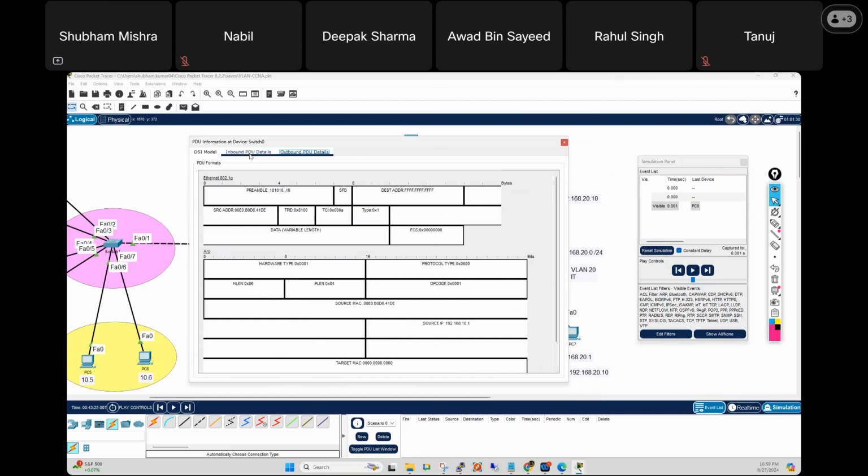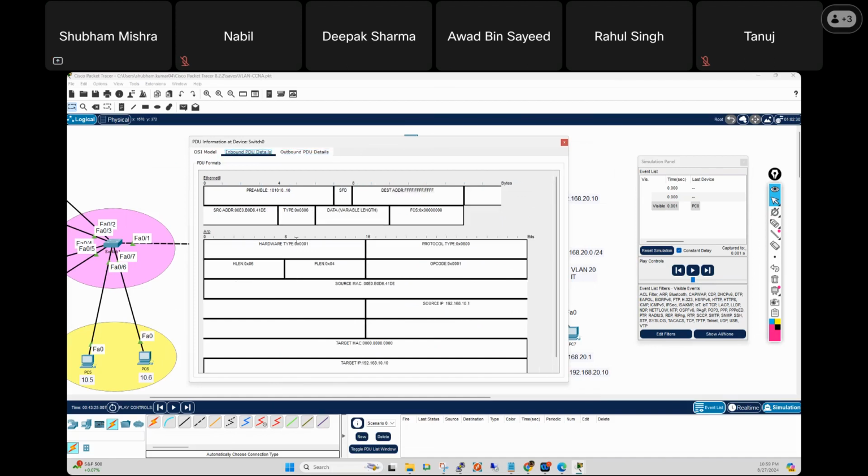See, this is the inbound. First of all, please see very carefully. This is layer 2, and this is the ARP. Target IP means the destination IP address. Target MAC means the MAC address of the destination, but this PC doesn't know it, so it is unknown, 000. Source IP is 10.1. Source MAC is the PC 1 MAC address. This is the opcode.